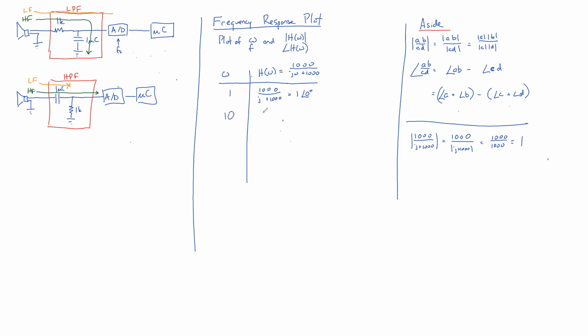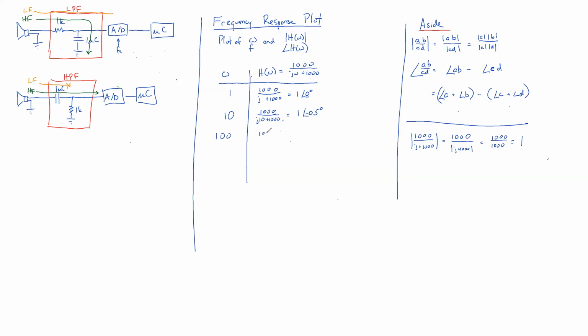Okay, so for 10, we'd have 1,000 over j10 plus 1,000. And again, you could get a pretty good approximation. We could say the denominator is pretty close to just 1,000. So this is 1,000 over 1,000, which is pretty much just 1 at an angle of 0. If you plugged it into your calculators, you would find it's exactly this. So it's still incredibly close to our approximation.